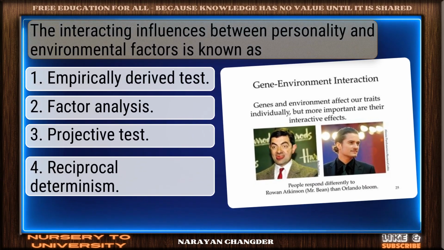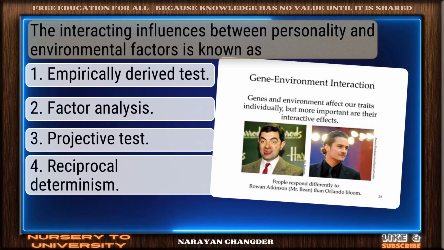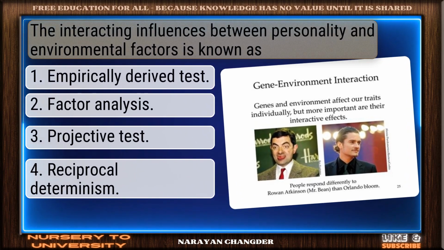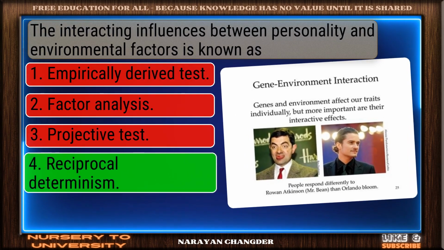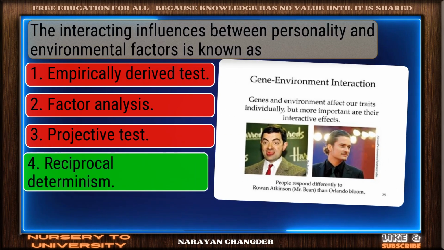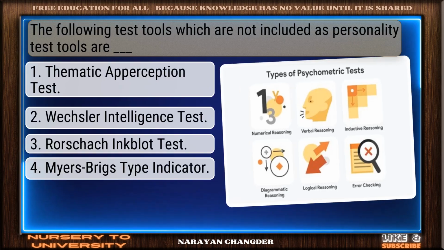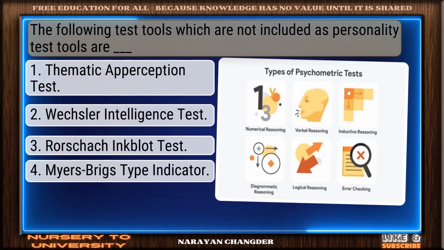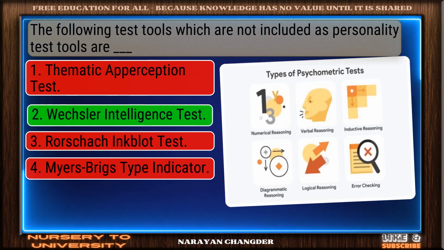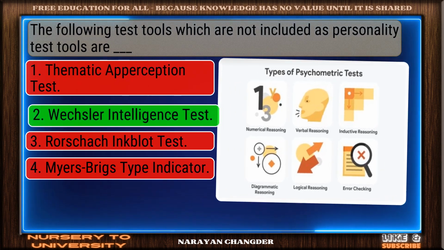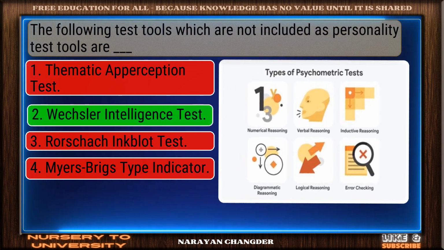The interacting influences between personality and environmental factors is known as dash. Smart move. Reciprocal determinism is an accurate answer. The following test tools, which are not included as personality test tools, are dash. Strong choice. Wechsler intelligence test is the right answer.